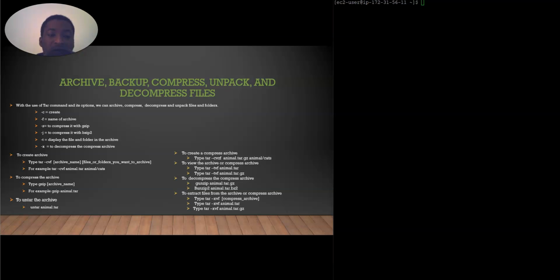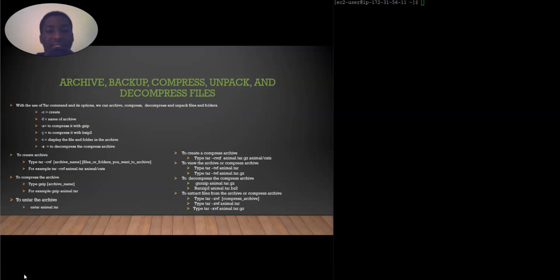-c will create the archive file. -f is used to name the archive. -z to compress it with gzip. -j to compress it with bzip2. -t will display the files and folders in the archive. -x is to extract or decompress the compressed archive.